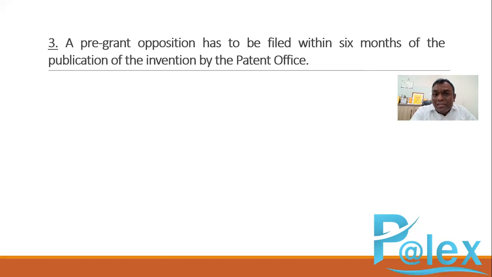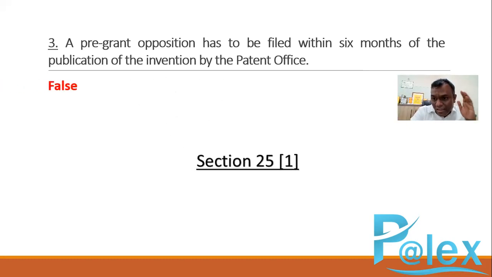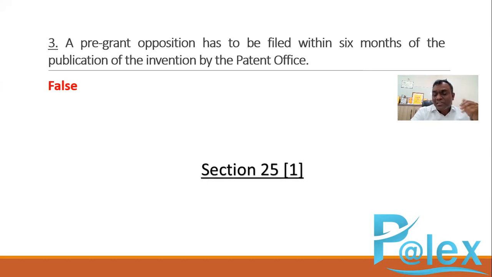Patent pre-grant opposition has to be filed within 6 months of the publication. That's a wrong answer. False actually. It can be filed any time before the grant of the patent, the pre-grant opposition. For post-grant opposition, there is a timeline of 1 year actually. But where is the 6 months coming?